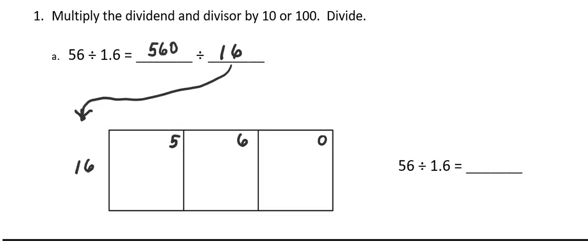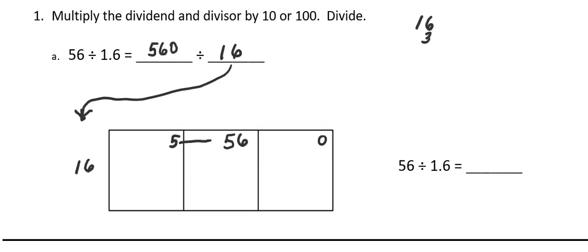Okay, so now we're going to ask how many groups of 16 can we get out of 5? Well, I can't take any groups of 16 out of 5. So I'm going to move the 5 over to the next box. And now my question is, how many groups of 16 can I get out of 56? Well, I can think of 16 as being pretty close to 15. And I know 15 and 15 is 30. Another 15 would be 45. So that's pretty close. So I will try 16 times 3.